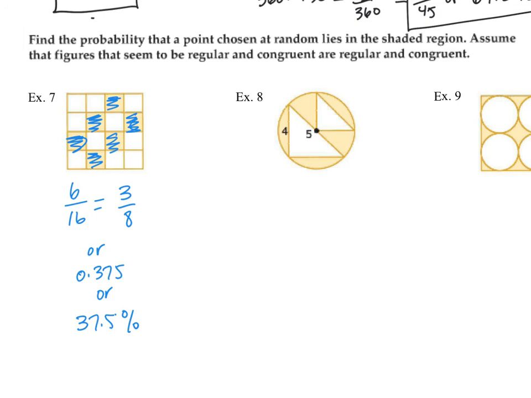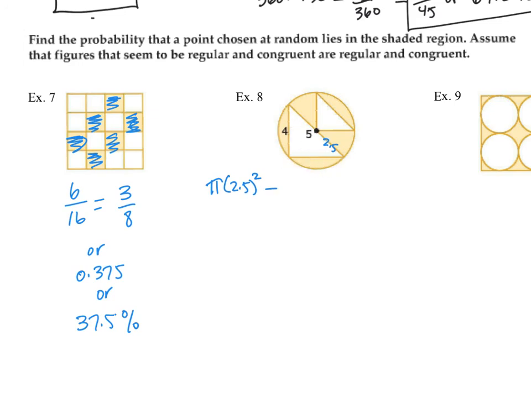So let's go ahead and find the area of the shaded region. That would be pi times the radius squared. Now this 5 refers to the entire diameter, so if that's the diameter, then the radius would be 2.5. So that's going to be pi times 2.5 squared for the area of the circle, minus the area of this first white triangle.